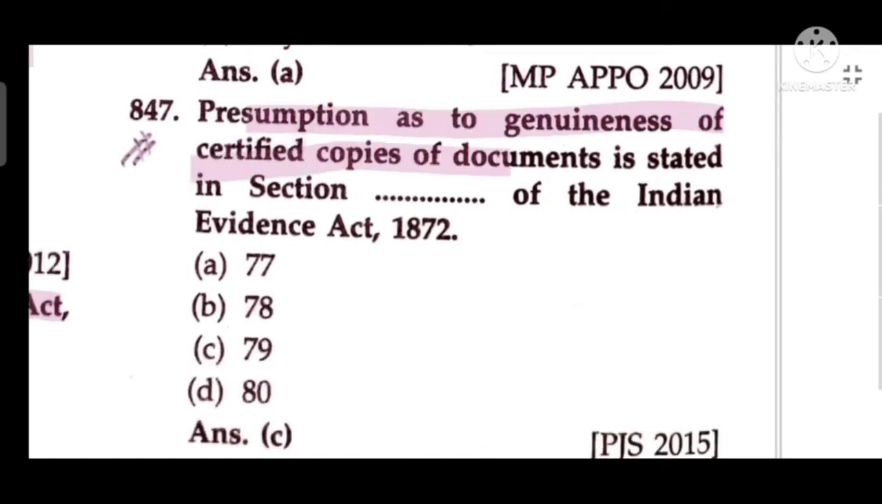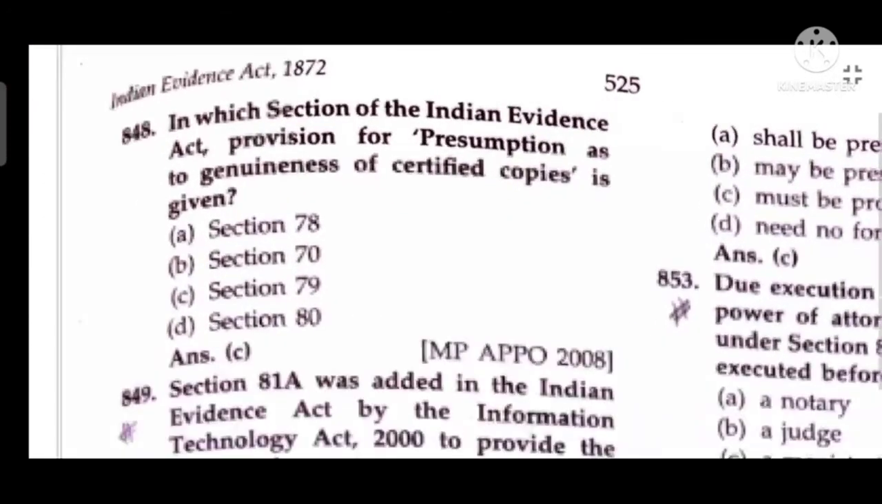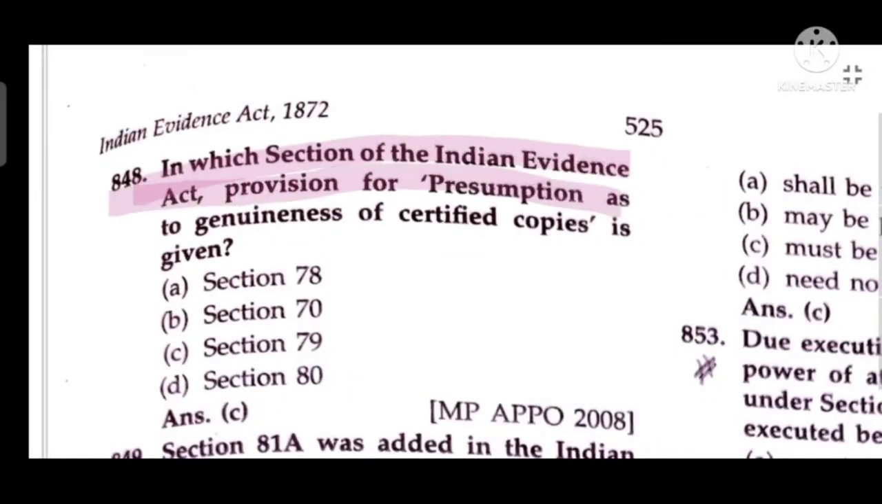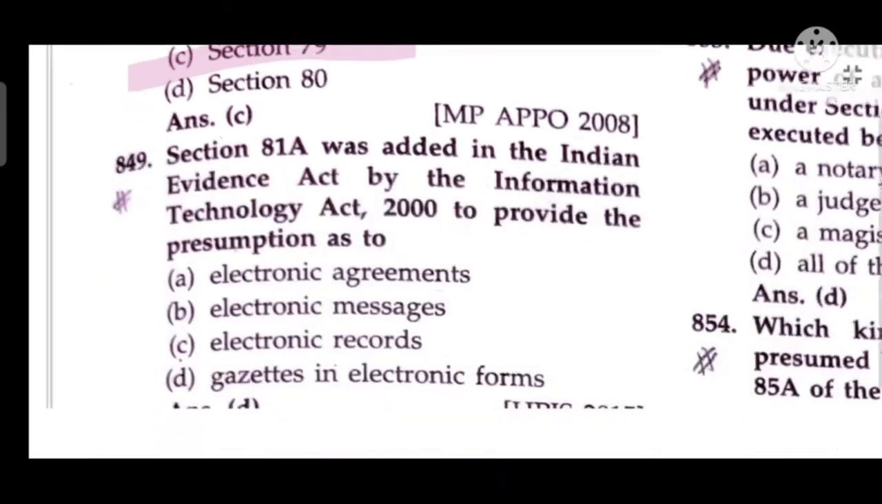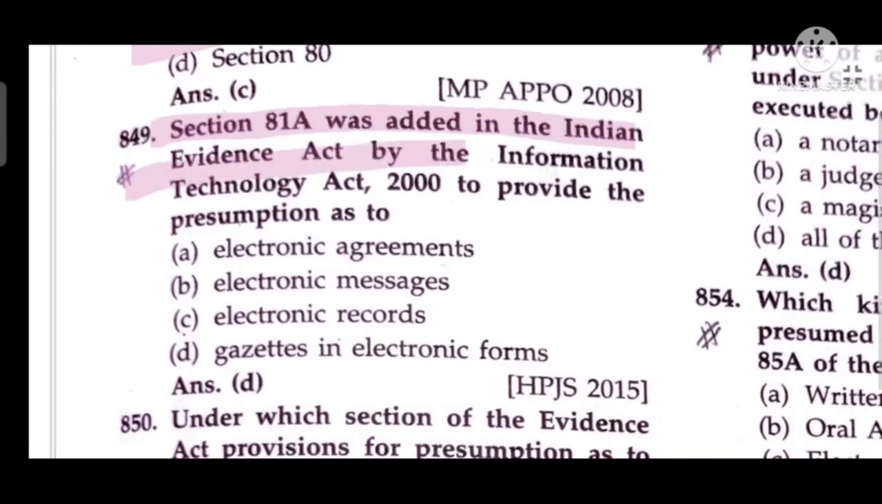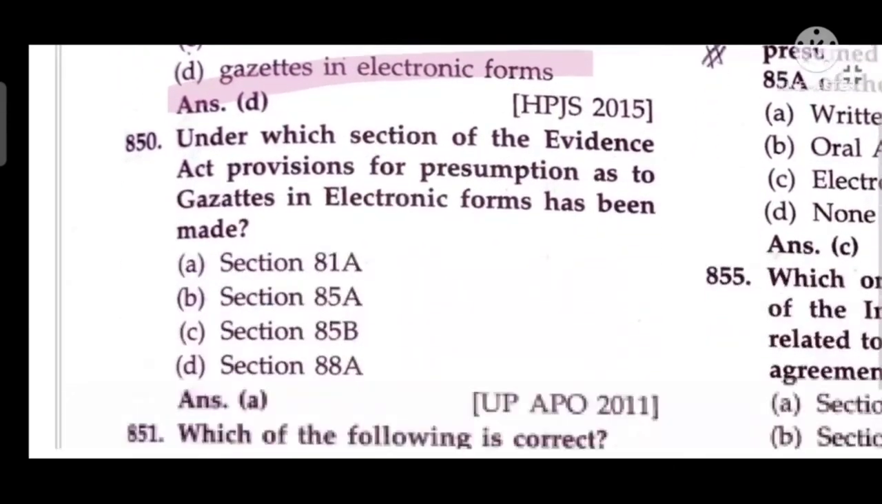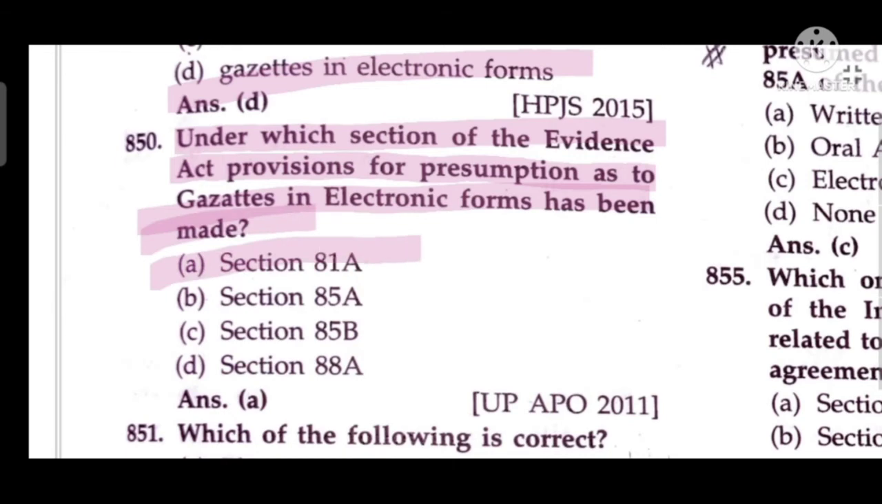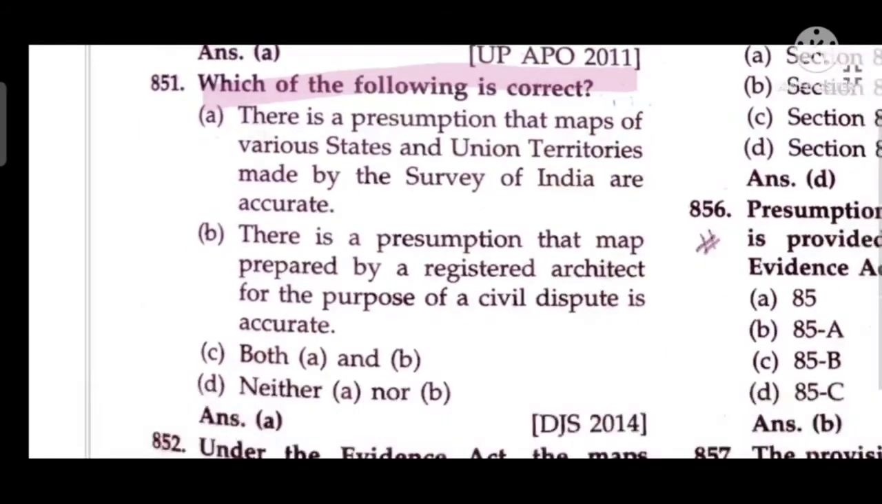Presumption as to genuineness of the certified copy of document is stated in Section 79 of the Indian Evidence Act 1872. In which section of the Indian Evidence Act is the presumption as to the genuineness of certified copy given? Section 79. Section 81A was added in the Indian Evidence Act by the Information Technology Act 2000 to provide the presumption as to gazette in electronic form. Under which section are provisions for presumption as to gazette in electronic form made? Section 81A.